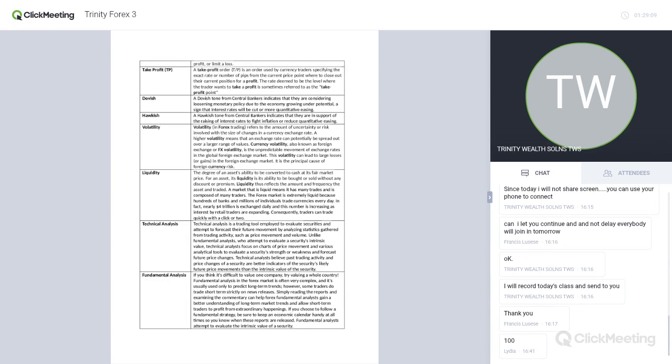Then we talk about technical analysis. This is where we use the price chart to do our analysis. Okay, so technical analysis is a trading tool employed to evaluate securities and attempt to forecast their future movement by analyzing statistics gathered from the trading activity. Basically, for technical analysis, you use the price chart, and then you're able to read certain patterns which help you to predict where the market is moving next.